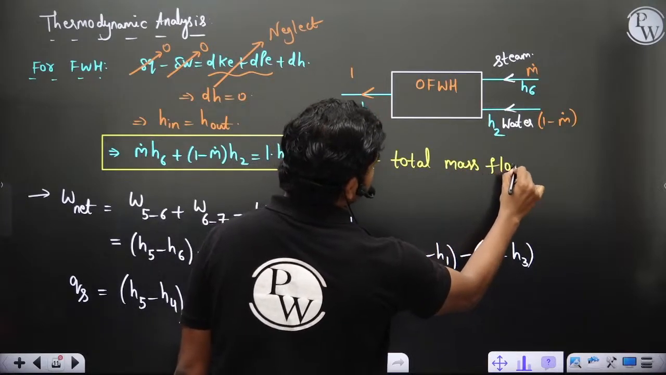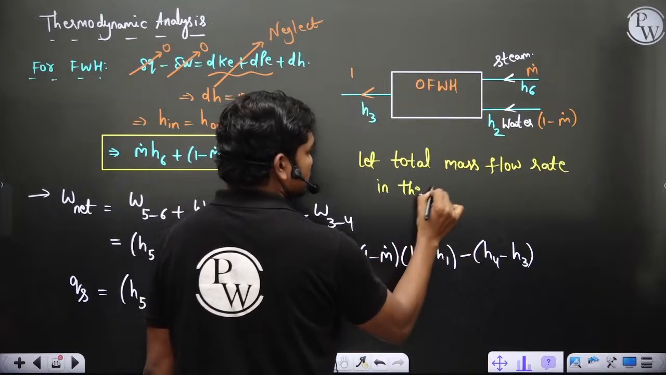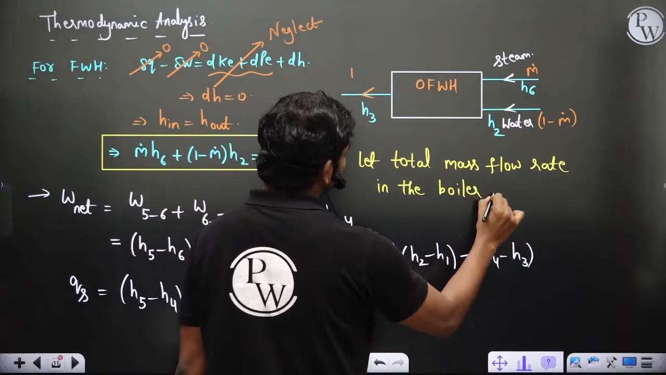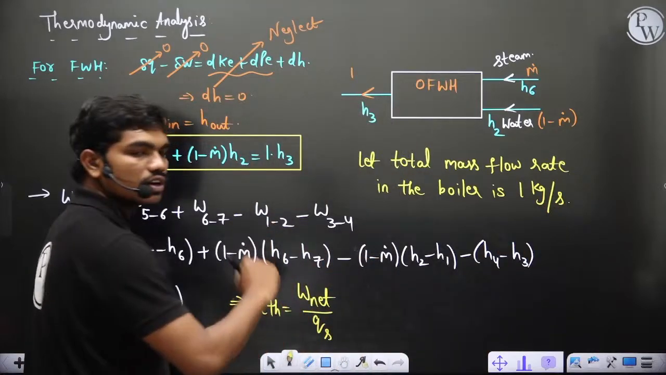the total mass flow rate in the boiler is 1 kg per second. That's my assumption. That's what I have written. 1 minus m dot, all these things.